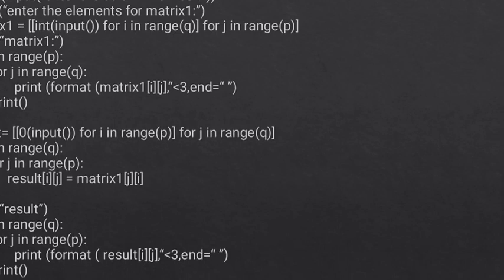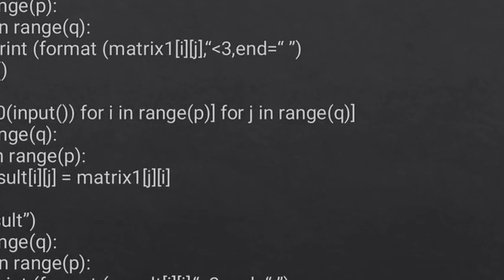So we have result is equal to 0 input. We first enter a 0 list for i in range p and for j in range q. For i in range q, so it is reversed. For i in range q, and for j in range p, result ij is equal to matrix ji. See here the elements are reversed. The result ij is matrix ji. Matrix ij transposed is matrix ji.